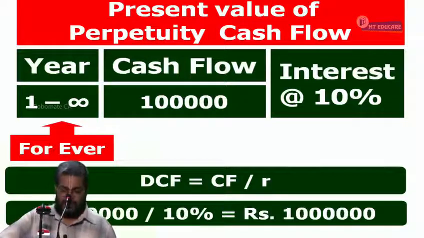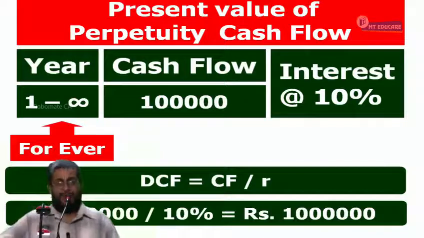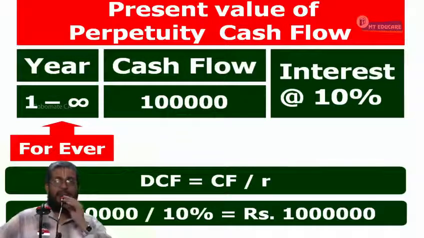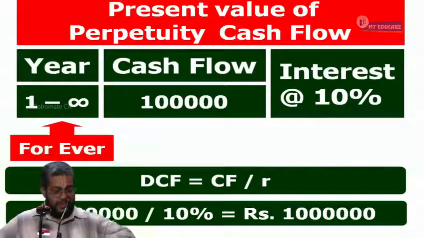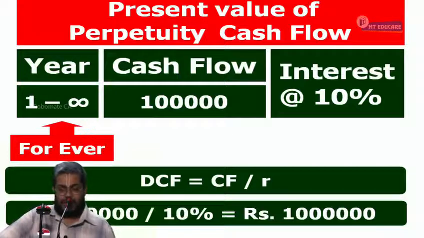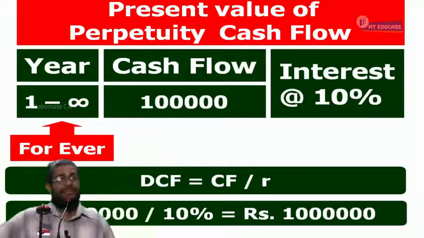Discounted cash flow is equal to cash flow divided by R, which is equal to 1 lakh divided by 10%, which is equal to 10 lakhs.